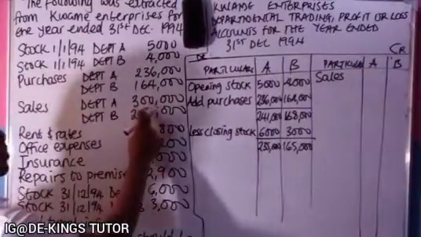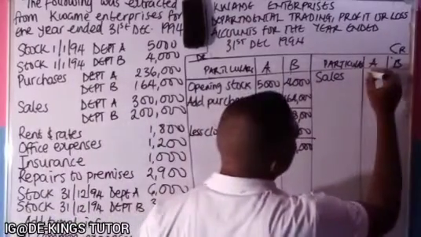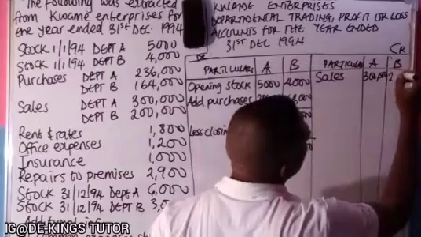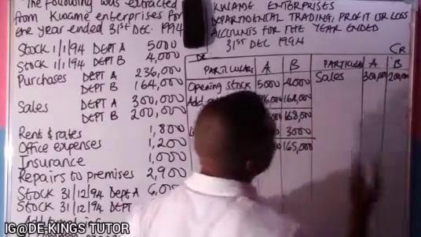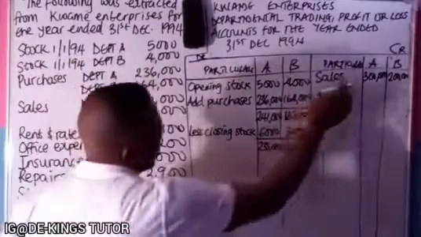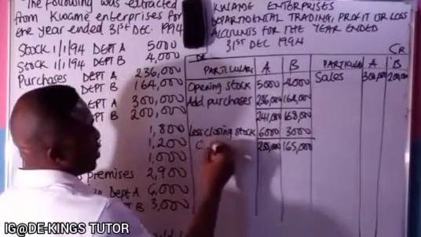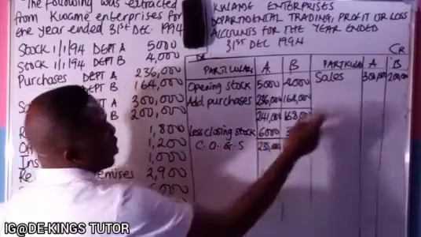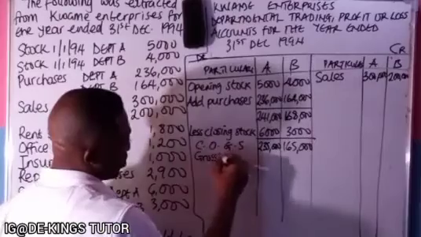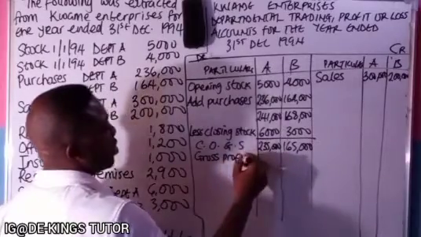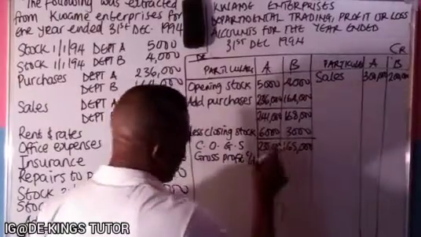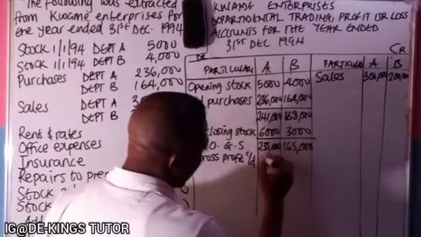We have sales, Department A 300,000, and Department B 200,000. Is there any returns outward? No. So my sales less cost of goods sold. Remember, this is cost of goods sold. Sales less cost of goods sold will give me my gross profit carried down. So this minus this will give me 65,000.